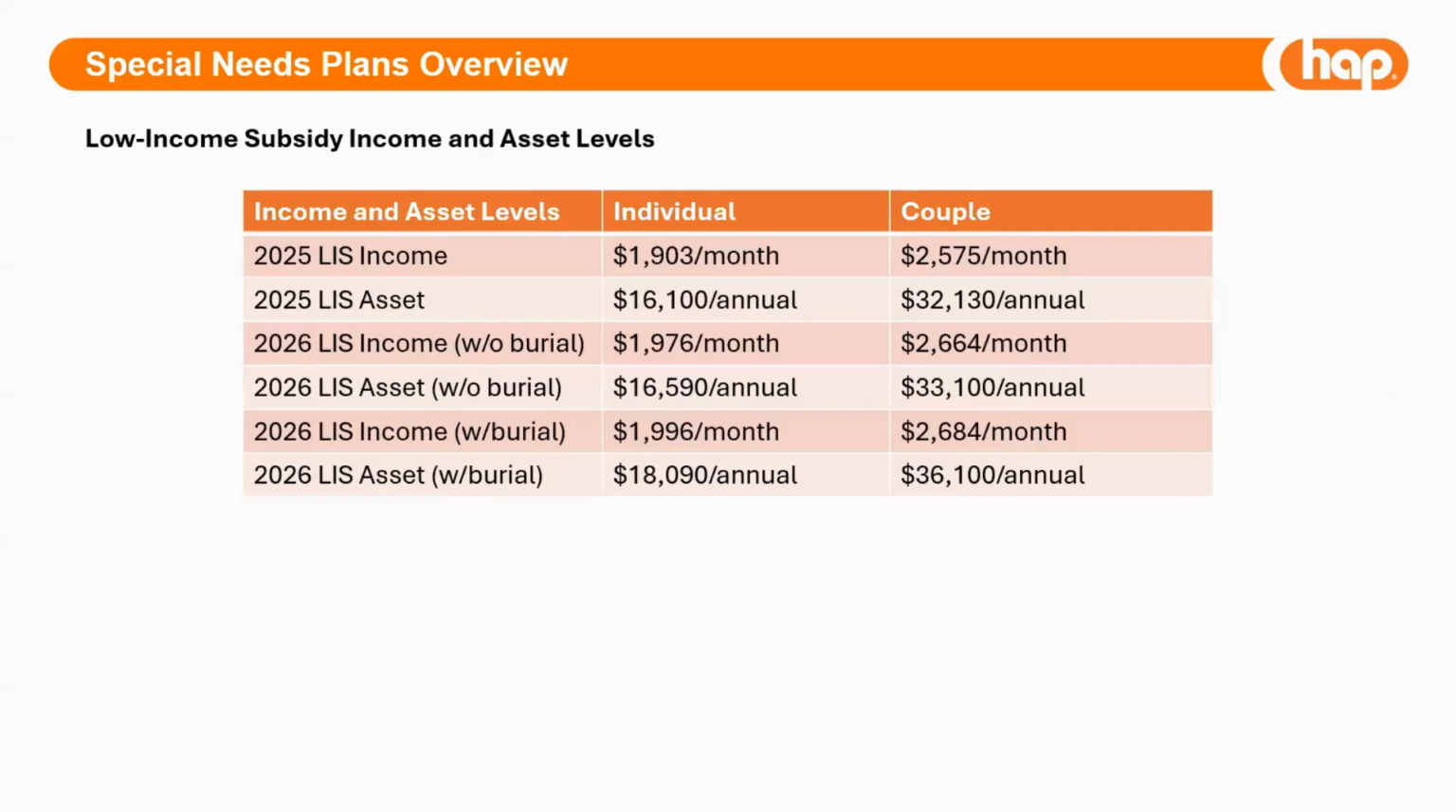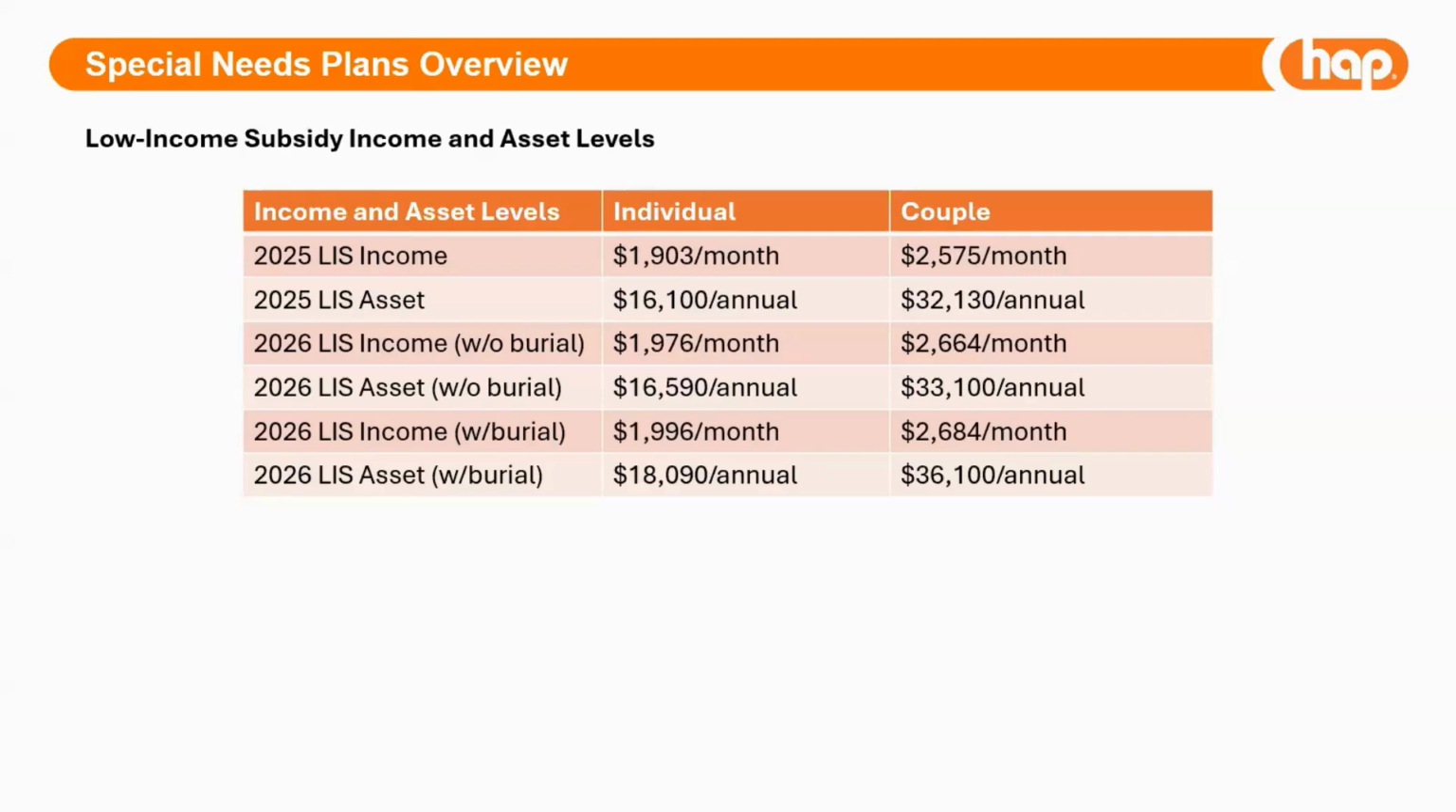The best way to go about the low income subsidy is to always apply for the burial expense to be included. That means they are using some of their money for burial expense, and that increases the income, but more importantly it increases the asset amount. So as you can see, there is a difference. When you don't include the burial, it's 16,590, but when you do, it's 18,090 for that individual. So it is important to have that conversation when you're applying for that individual, and also just to see if they are eligible for low income subsidy.